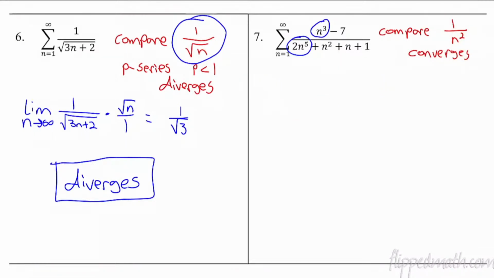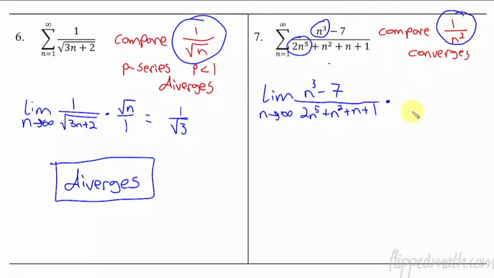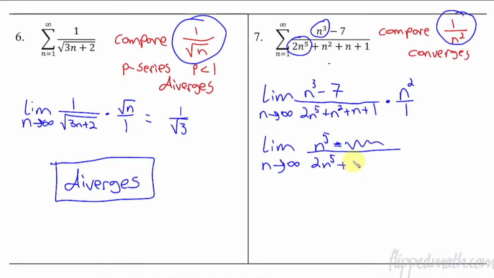So let's check with the limit now. We take the limit as n approaches infinity of this whole thing, and then we multiply it by the reciprocal of the one we're comparing it to, so n squared over 1. Then you can see that this simplifies down. It's n to the 5th minus blah, blah, blah, all over 2n to the 5th plus blah, blah, blah. None of that stuff matters because I'm just going to infinity. So this equals 1/2. Since the limit is positive, they both do the same thing, so it converges.